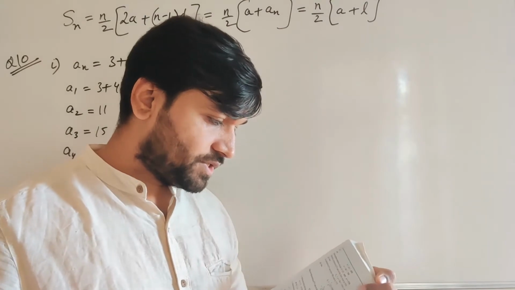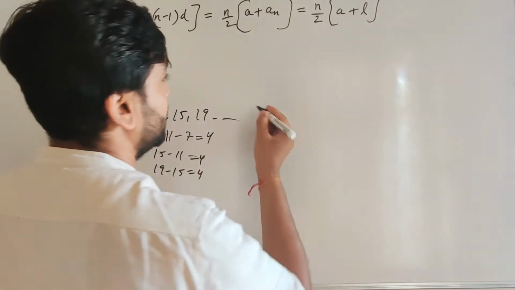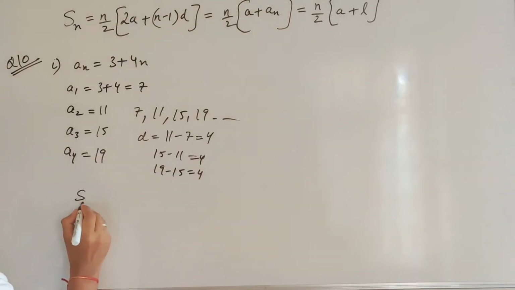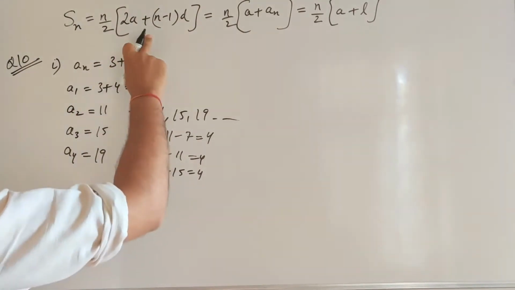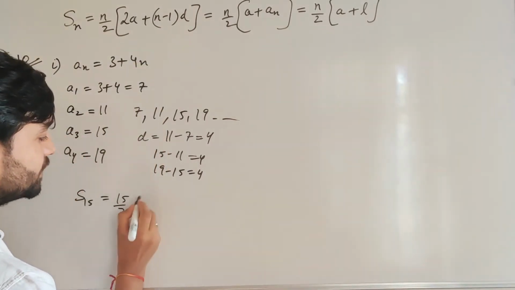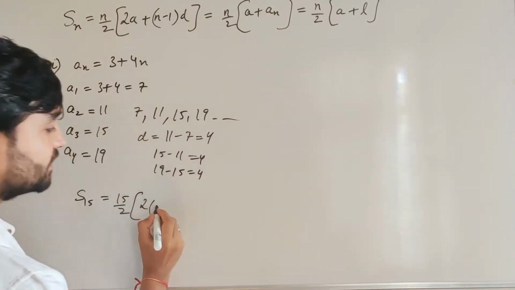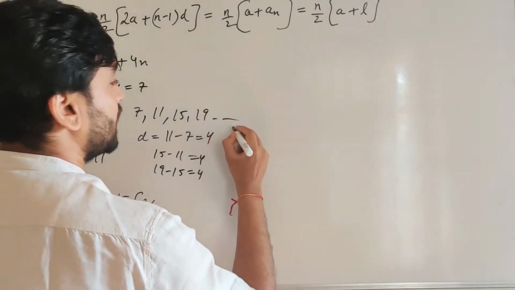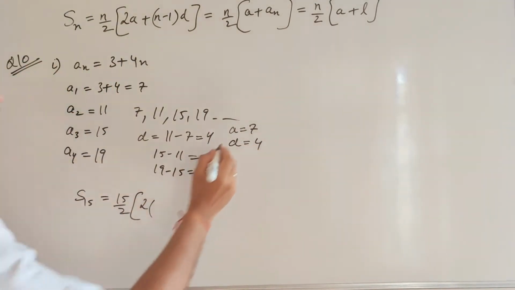They're also asking in the question to find the sum of 15 terms in each case. So they're asking S15. S15 using this formula: n by 2, 2a plus n minus 1 into d. So n is 15 here. So 15 by 2, 2 into a, a meaning the first term, a is 7. So in the sequence, I can write a as 7, common difference as 4.